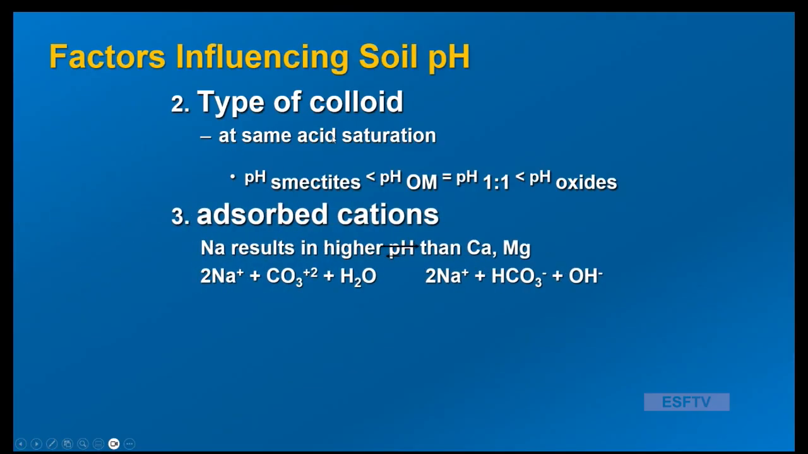Going down the list, what affects pH? Adsorbed cations. This shouldn't be a surprise after we looked at sodium and calcium. So sodium's kind of interesting. When you have sodium and you dissolve it, it results in a higher pH than calcium magnesium. It really generates a lot of hydroxyls. So we have sodium, we mix it up with carbon dioxide and water, okay? We end up producing sodium bicarbonate. And this is a prodigious source of hydroxide. So all other things being equal, colloids dominated by sodium will have a higher pH than other cations.